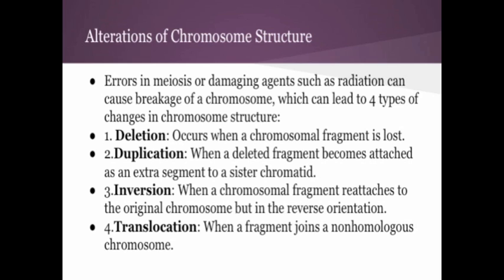Alterations of chromosome structure. Errors in meiosis or damaging agents such as radiation can cause breakage of chromosomes, which can lead to four types of changes in chromosome structure: deletion, duplication, inversion, and translocation. Deletion occurs when a chromosomal fragment is lost. Duplication is when a deleted fragment becomes attached as an extra segment to a sister chromatid.